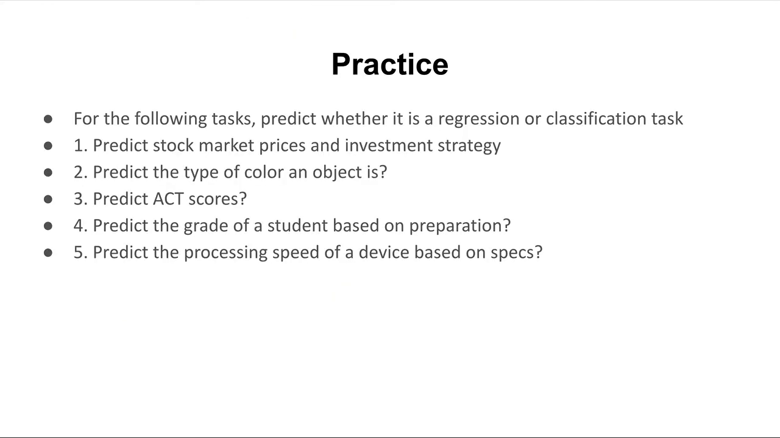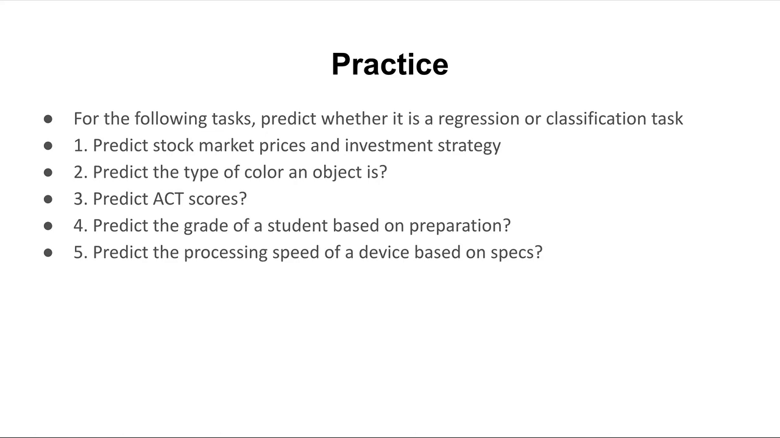So here's some practice. For the following tasks, let's predict whether each is a regression or classification task. Number 1, predicting stock market prices and investment strategy. This is completely a regression. Let me explain why. Stock market prices are a very continuous quantitative output. A price is a number, right? It's continuous. Therefore, it's regression because the output of a stock market price predictor will be the price, right?